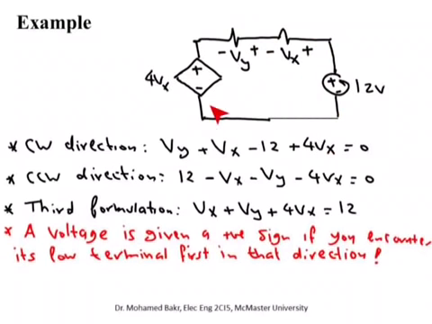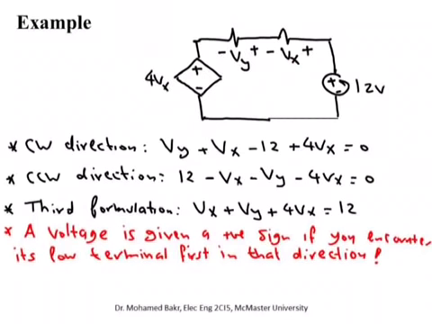Let's go in the counterclockwise direction. In the counterclockwise direction, every time I move and encounter a drop from negative to positive, I'm going to count it as positive. So let's go this way. This is negative to positive, then we have plus 12. Positive to negative minus Vx. Positive to negative minus Vy. Positive to negative minus 4Vx is equal to 0.